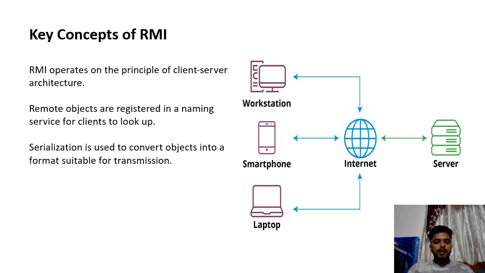Key concepts of RMI. RMI operates on the principle of client server architecture. Remote objects are registered in a naming server for clients to look up. Serialization is used to convert objects into a format suitable for transmission. So workstation is connected to internet, smartphone gets connected to internet, laptop gets connected to internet, and those three which are connected to internet are connected from internet directly to the server.